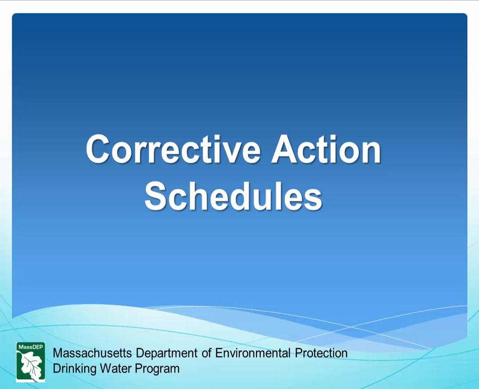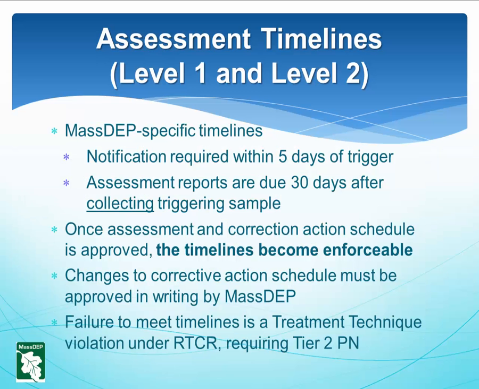Corrective action schedules. Let's go over some brief tips and issues that have been seen in regards to corrective action schedules. Level 1 and Level 2 assessment timelines. Notification is required within 5 days of triggering an assessment, but a system should not wait until the last day to provide notification because assessment reports are due 30 days from the day the triggering sample was collected. Once the assessment and proposed corrective action schedule is approved, the timelines in the schedule become enforceable. Any changes to the corrective action schedule must be approved in writing by MassDEP. Failure to meet timelines is a treatment technique violation under the RTCR, requiring Tier 2 public notification.